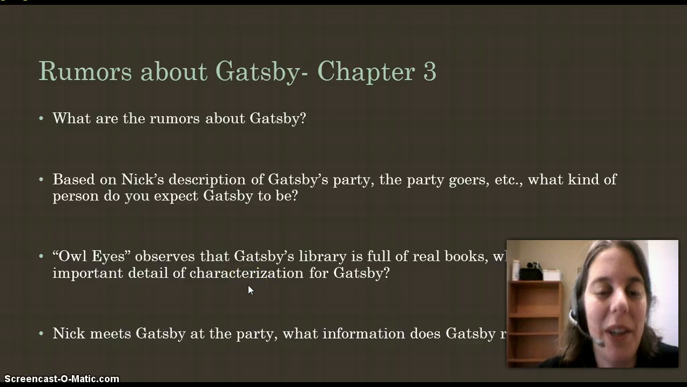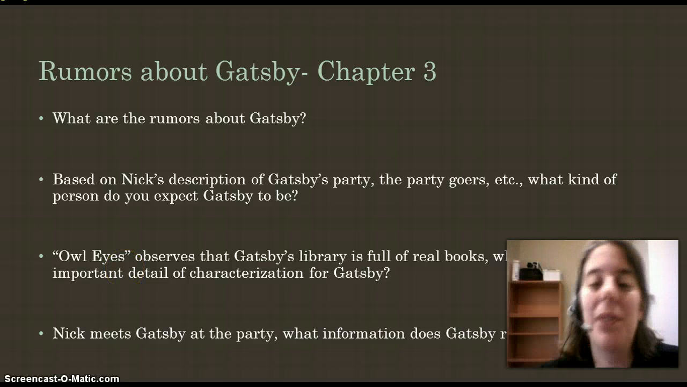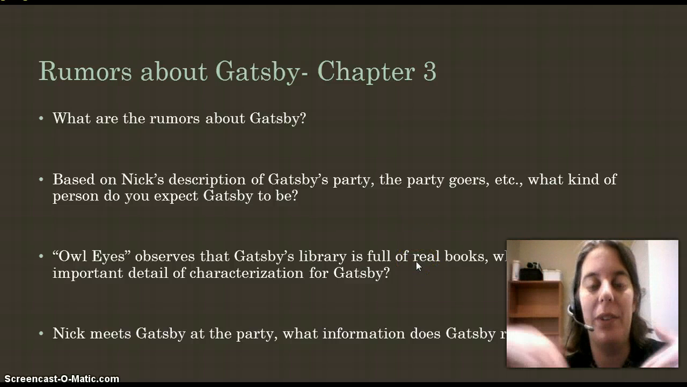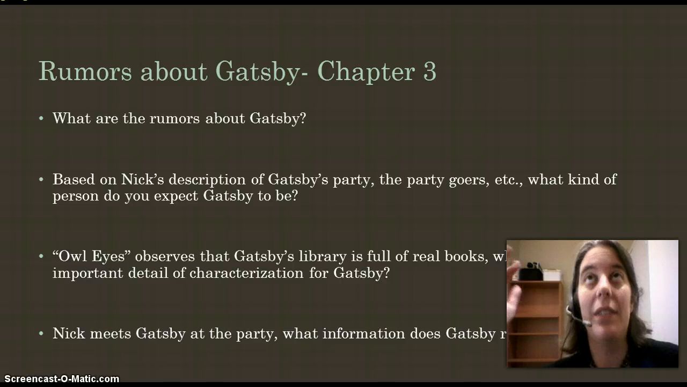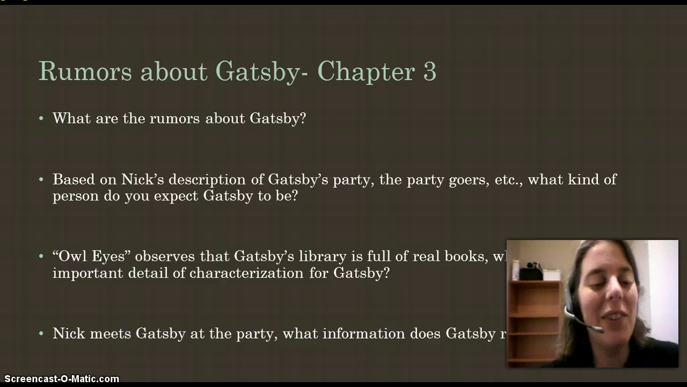When Nick's walking around the house, he meets a guy he calls Owl Eyes because of his big, large glasses, and they observe that Gatsby's library is full of real books. Now, if you've ever seen movies with the big, multi-story libraries with ladders, kind of like Beauty and the Beast, when Belle goes into the Beast's library and it's full of books. Rich people would have these libraries, but normally they would be fake.